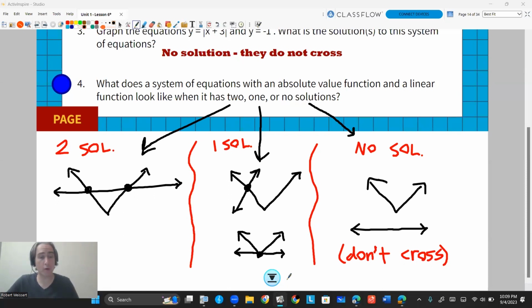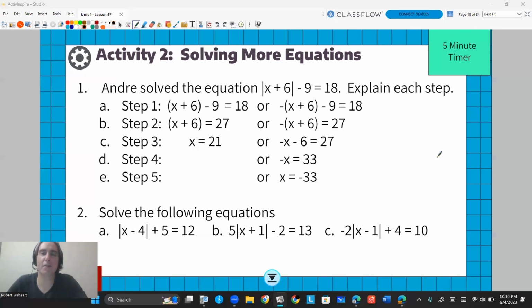All right, we are ready for activity 2. In this activity, you want to explain the steps that are shown using Andre's method for the absolute value of x plus 6 minus 9 equals 18. Go ahead and pause the video, see if you can write down your explanations for each step, and then I'll show you what I have to say.